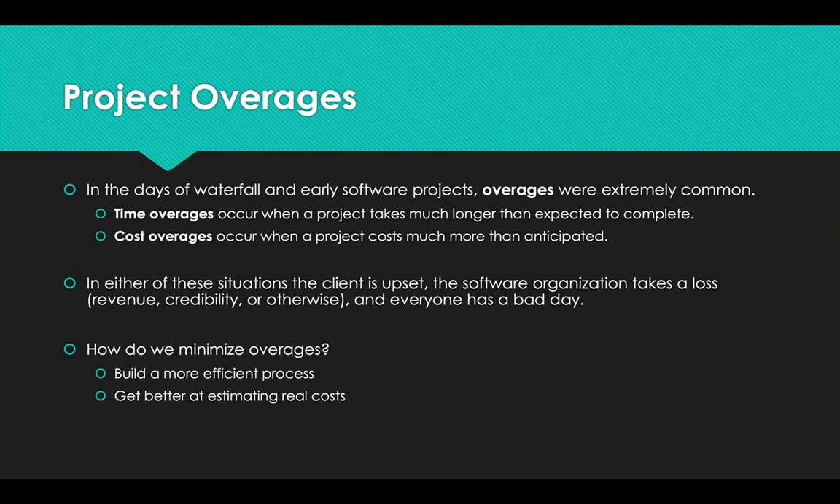So the first major question we want to ask ourselves in the pursuit of software engineering as a discipline is, how do we get rid of these overages that cause so many problems? If you think about it, there are two ways to do that. Either we have to build a more efficient process for doing our work, or we have to get better at realizing what the actual costs are going to be.